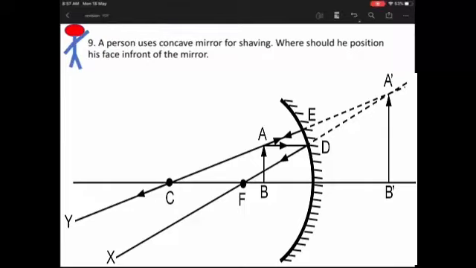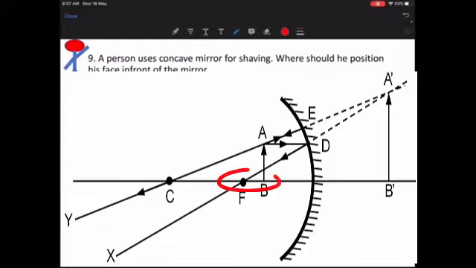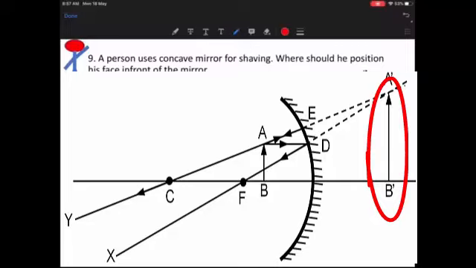So here you are supposed to draw the last diagram in case of concave mirror. This is your focus, this is your C. Here you have to place it here so that you will be getting a very enlarged image. So you need to draw this diagram and learn it.